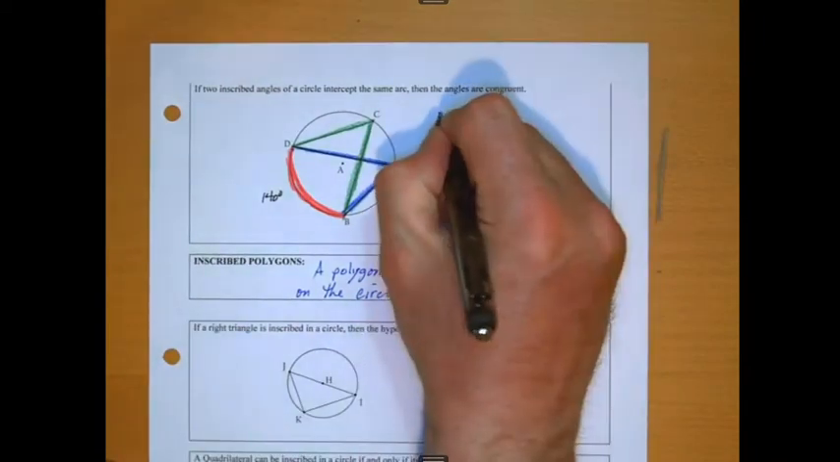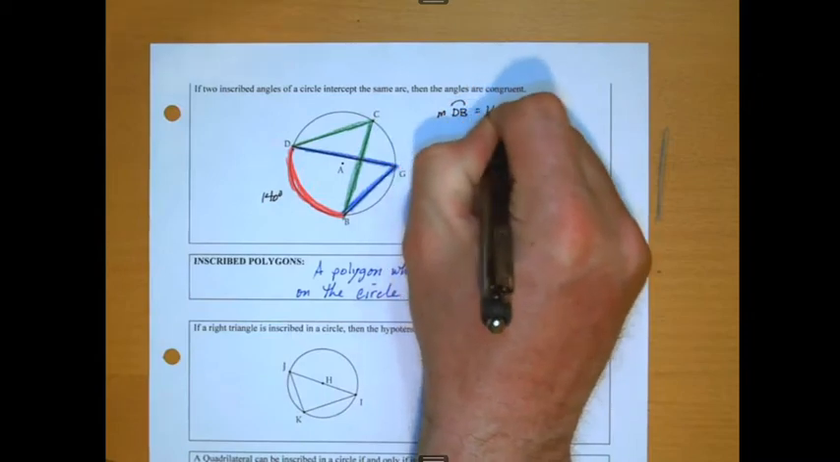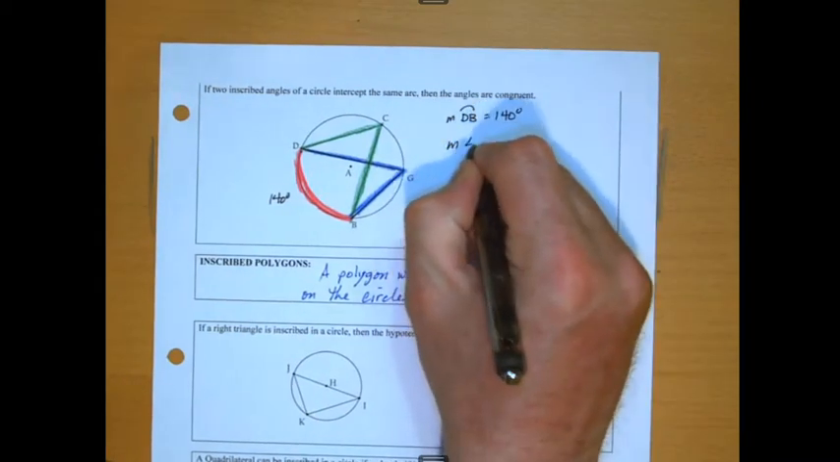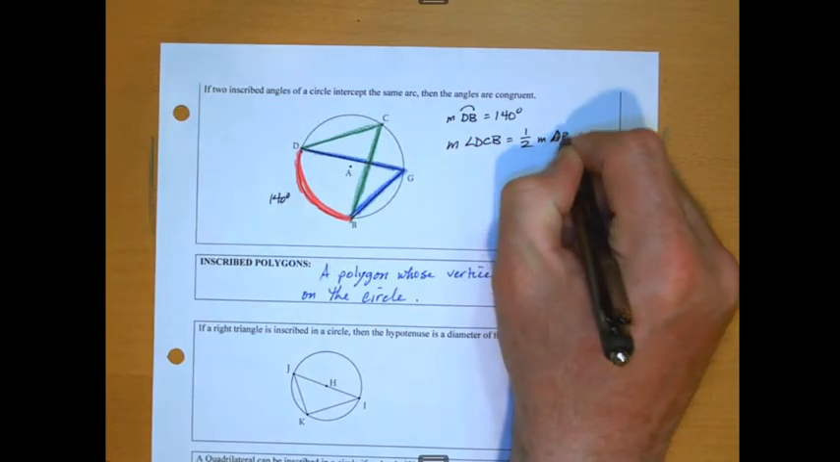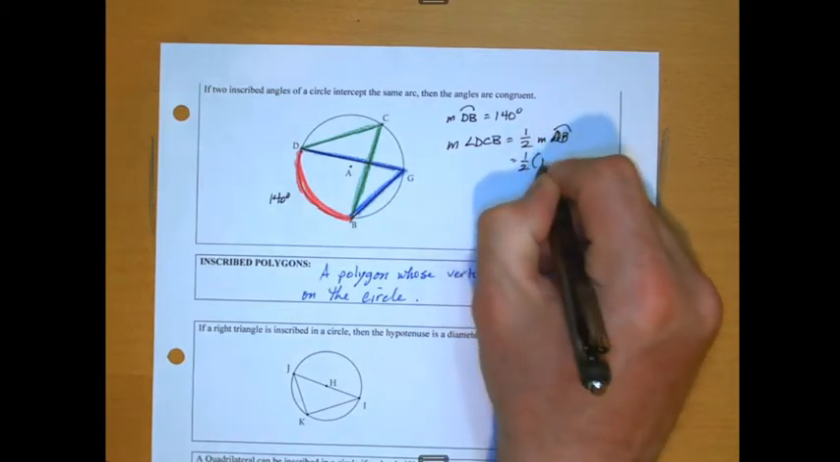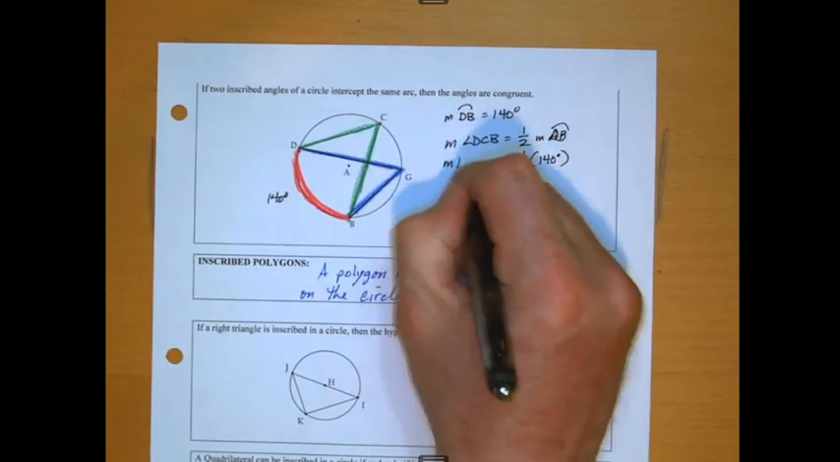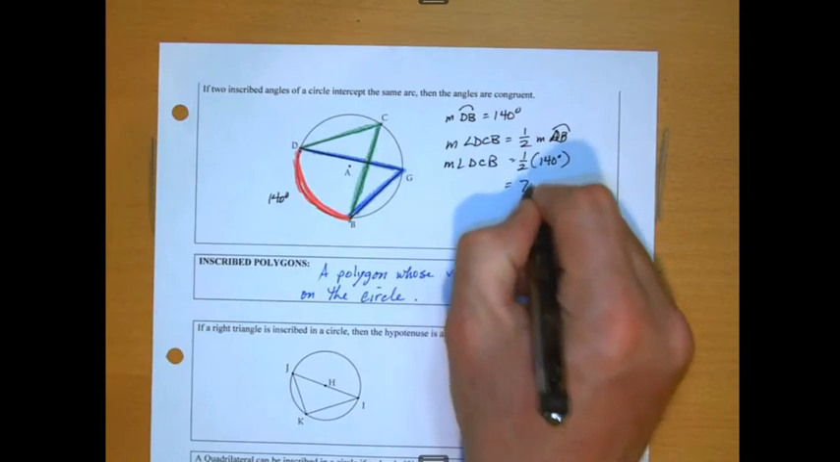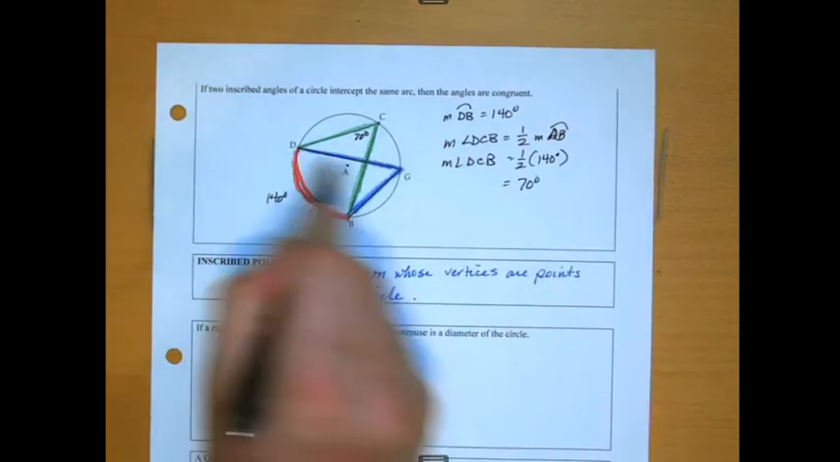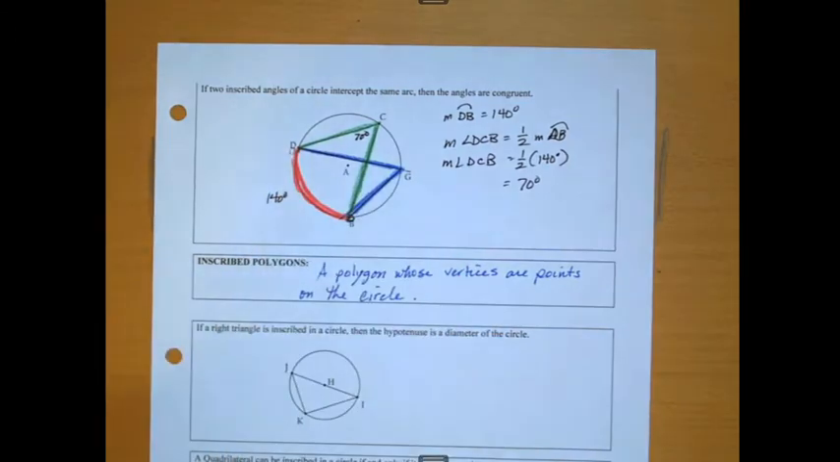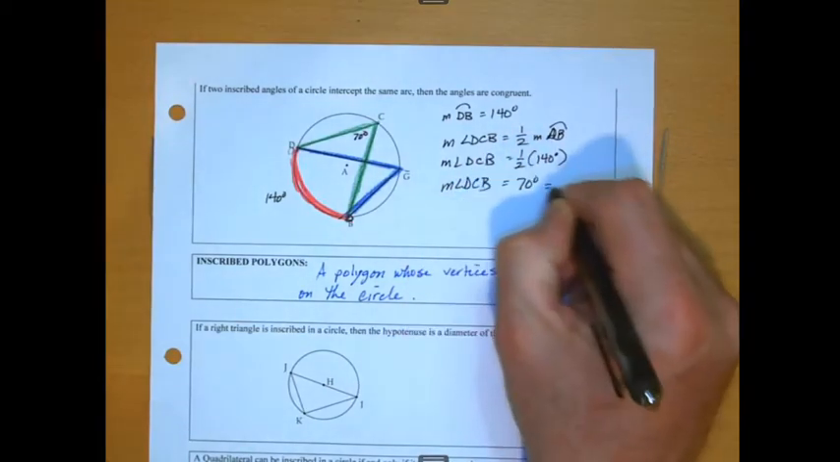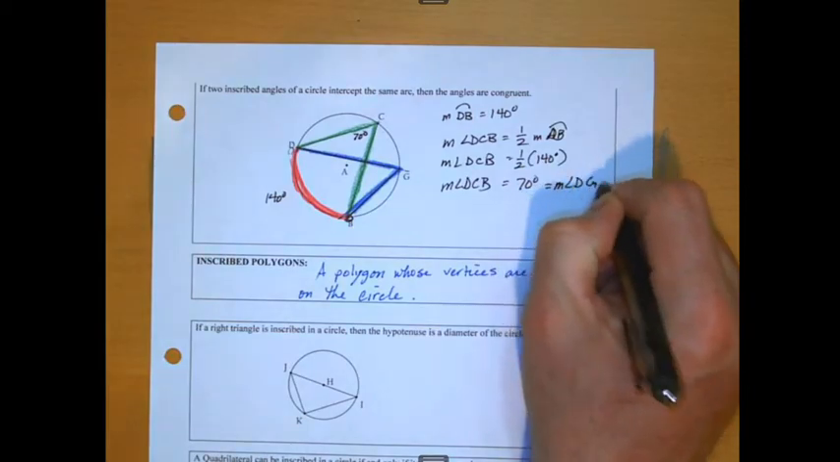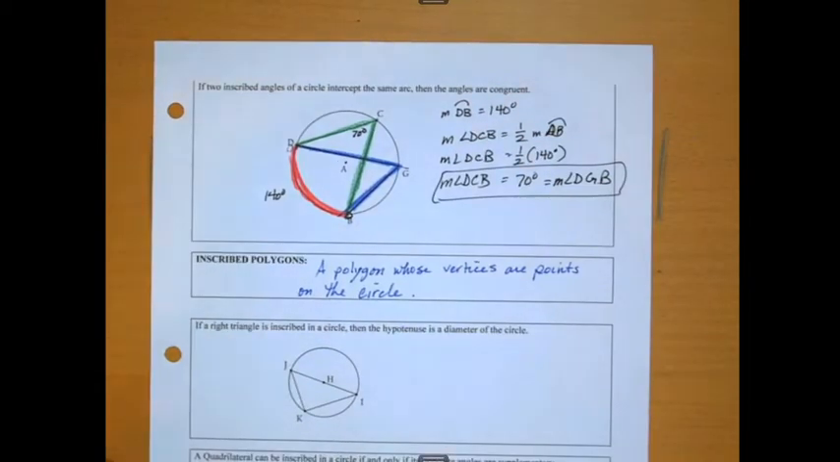So if the measure of arc DB is 140 degrees, then the measure of angle DCB is half of that arc, DB, which is 1/2 of 140. So the measure of angle DCB is going to be 70 degrees. Well, if this blue angle hits at the same endpoints and intercepts the same arc, then the measure of angle DGB is also going to be 70 degrees because it's hitting at the same angle.